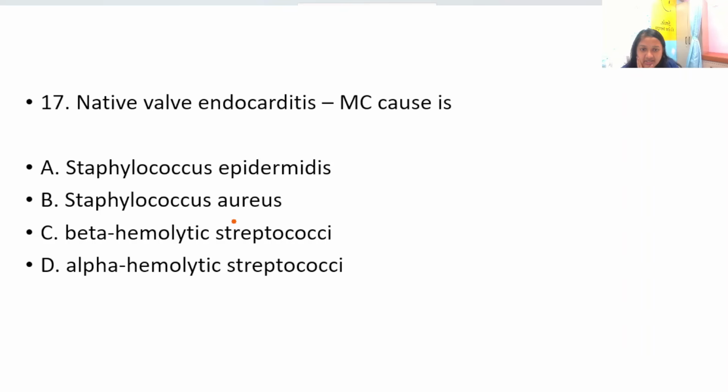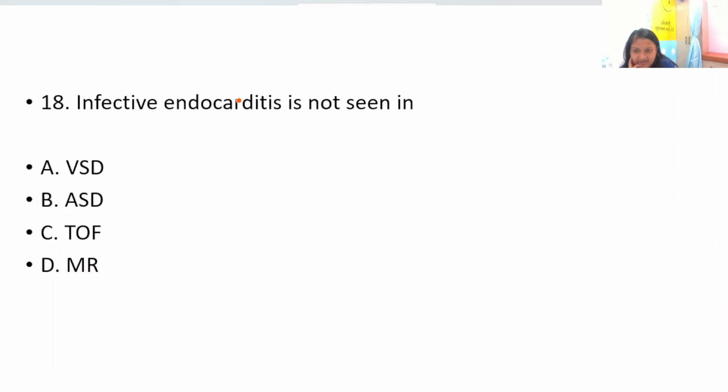Native valve endocarditis, most common cause is Staphylococcus aureus for native valve endocarditis. We all know this. Infective endocarditis is not seen in VSD, ASD, TOF and MR. We all know MR, mitral regurgitation, tetralogy of Fallot, VSD, they all can have infective endocarditis. But it is not a feature of ASD typically, okay, because of the low velocity and turbulence of blood through the ASD. So infective endocarditis is not a typical feature of ASD. It is not seen in ASD, whereas it is seen in all the other three options.